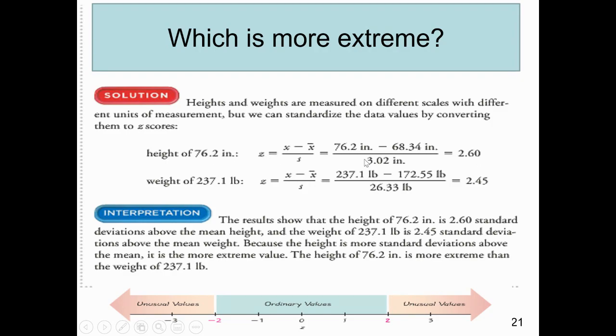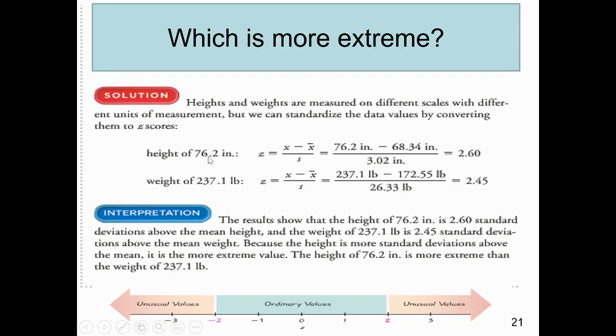A height of 76.2 has a z-score of 2.60, whereas a weight of 237, based upon the formula here, the raw score minus the mean of all men, 172.5, divided by the standard deviation of all men as far as weights. That z-score works out to be 2.45. Since 2.6 is bigger than 2.45, it's more extreme. That someone is more unusual, I'll say. How's that? That someone's going to be that tall.